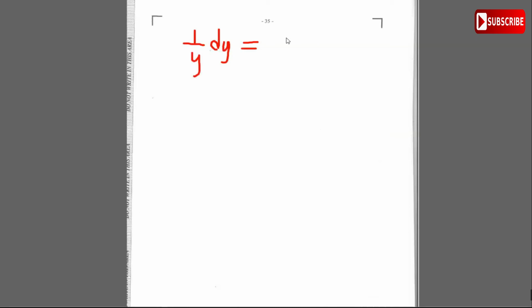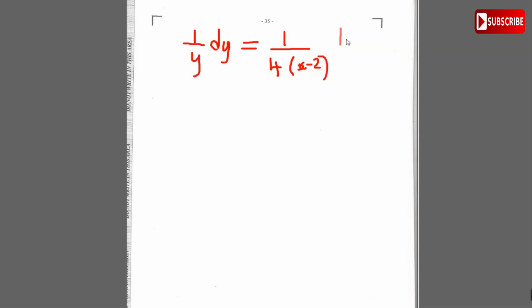So a quarter over x minus 2, I'm going to rewrite that as a quarter is 1 over 4 into x minus 2, plus 1 over, it's not 1, it's b, and b is 3/4 over x plus 2 dx. This is what we have now.